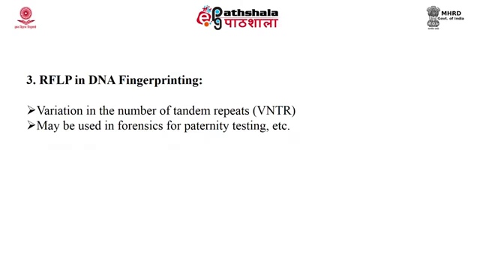Variation in the number of tandem repeats, that is VNTR, of a short DNA segment can be used to generate an individual-specific pattern called DNA fingerprinting, which may be used in forensics, for paternity testing, and for providing evidence to establish the innocence or the probability of the guilt of a crime suspect.